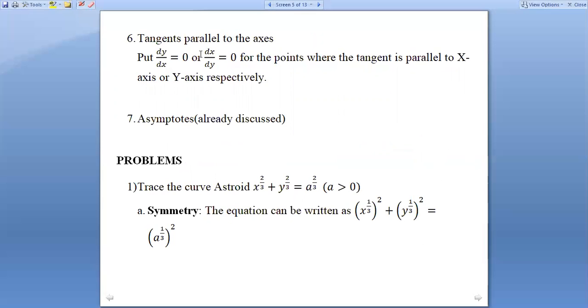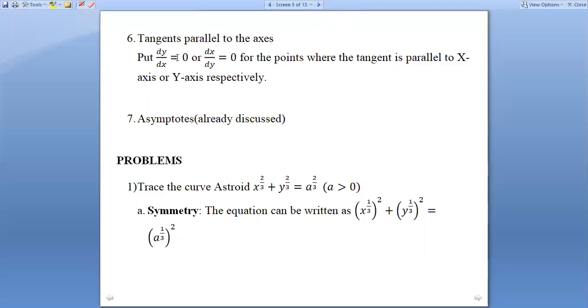Next, to know the tangents parallel to the axes. If the tangents are parallel to the axis, then the slopes will be 0. So if you have a tangent parallel to the x-axis, then the slope of the tangent will be 0. So slope is 0 means that is nothing but dy by dx is equal to 0. Or if you have a tangent parallel to y-axis, then dx by dy will be equal to 0.